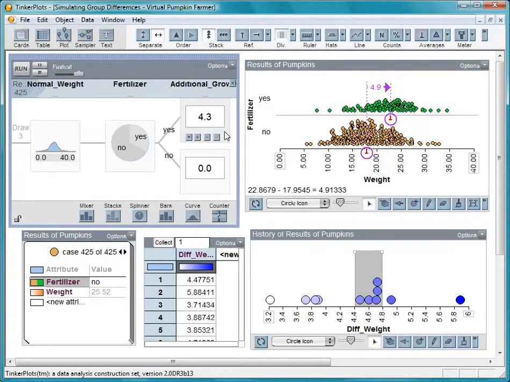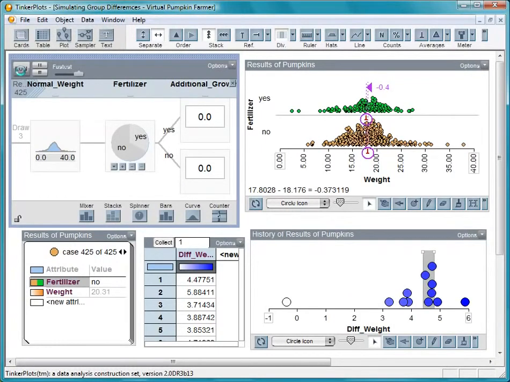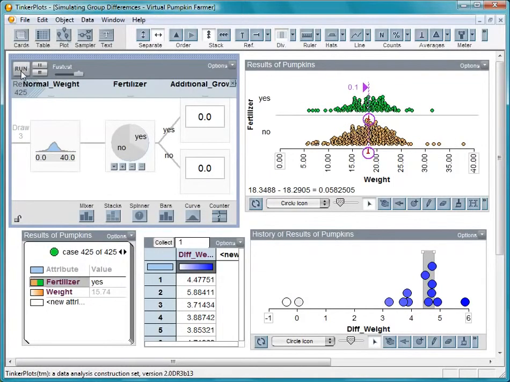In fact, it was 4.3. So our guess was a little off, but still close. What would our data have looked like if that value had been 0? Let's put 0 in there and draw a few samples. Notice that the two medians are very close, although there is some difference. Let's run a few more samples under this condition.